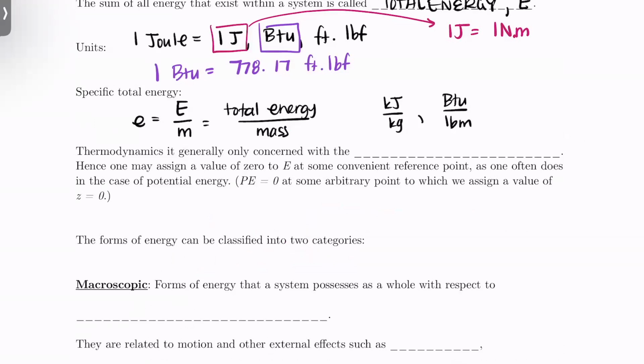Thermodynamics is generally only concerned with change in total energy. So typically, we're going to assign a value of 0 to the total energy at some convenient reference point, and then we'll measure changes off of that. This is very similar to what you probably did a long time ago when you started looking at potential energy and decided some reference point is going to be my z equals 0, and therefore the potential energy at that point is also 0. So it's the same idea.